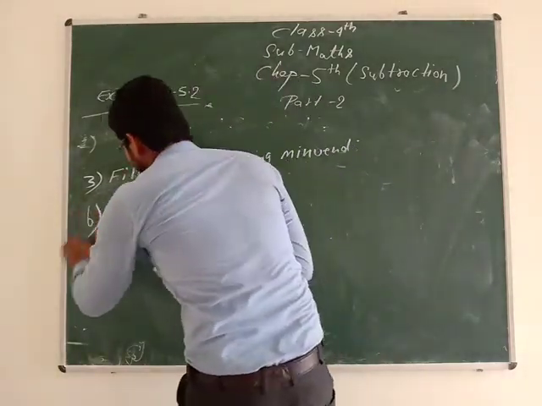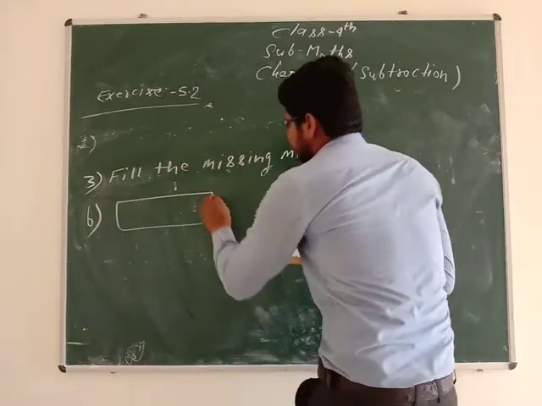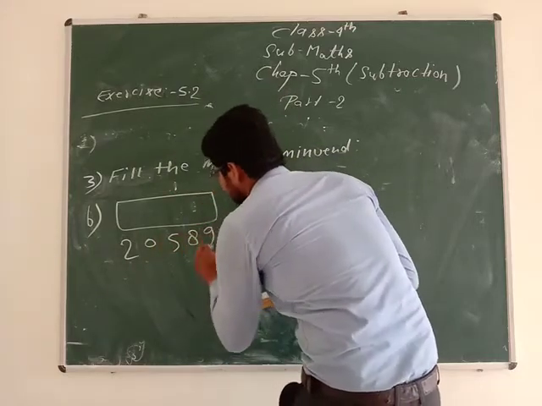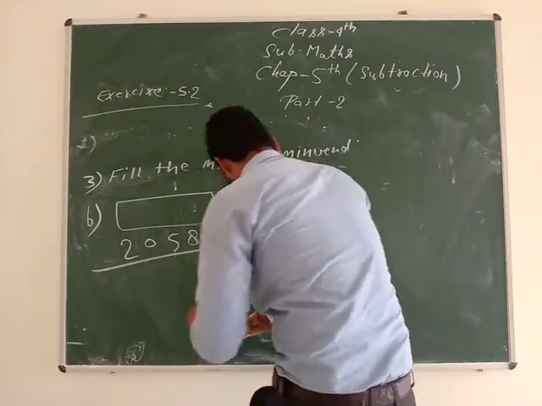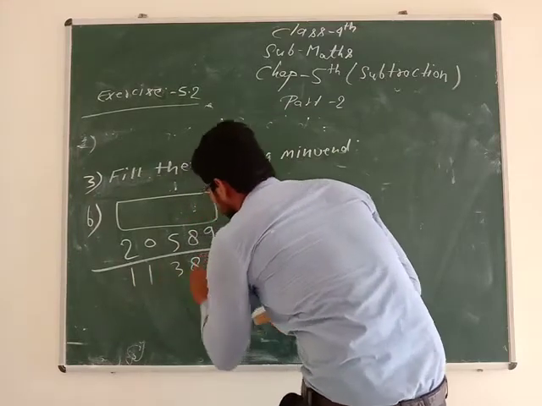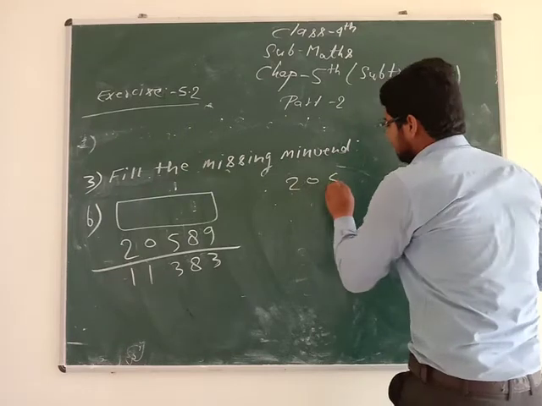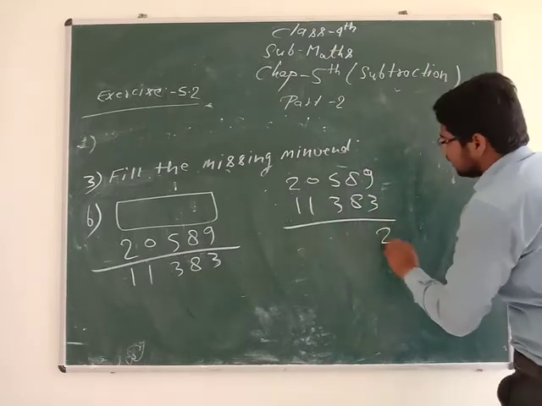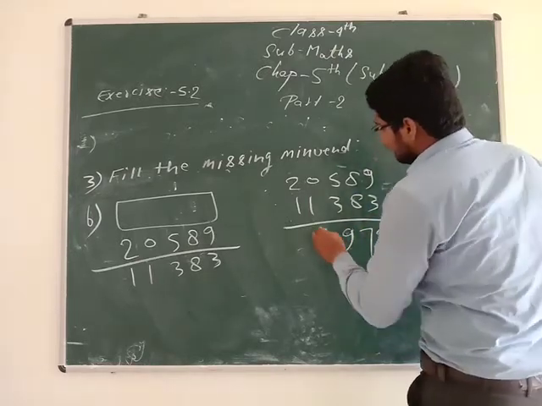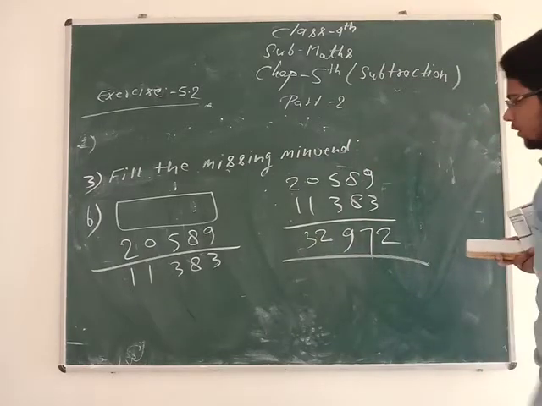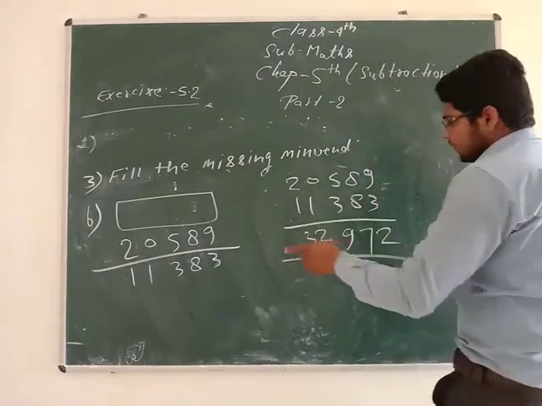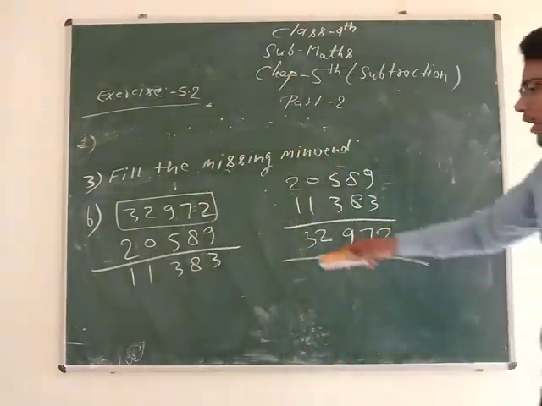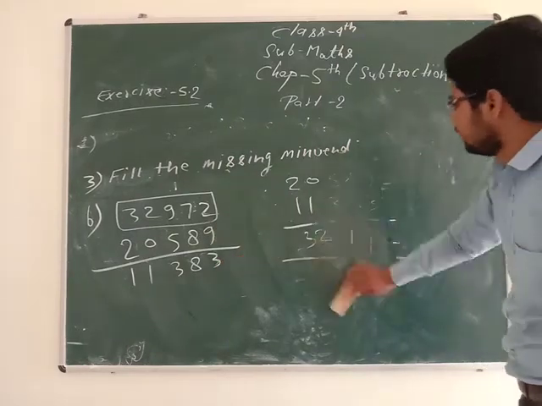Question number B. There is a place for the monument and the subtrahend is 20589 and the difference is 11383. Now what you have to do is add both of these. Let's add it. 9, 3, 12. 8, 8, 16. 5, 3, 8. 1, 9, 1. 1, 2 and 2, 1, 3. So the correct answer will be 32972. So by adding the subtrahend and difference you can find the monument.